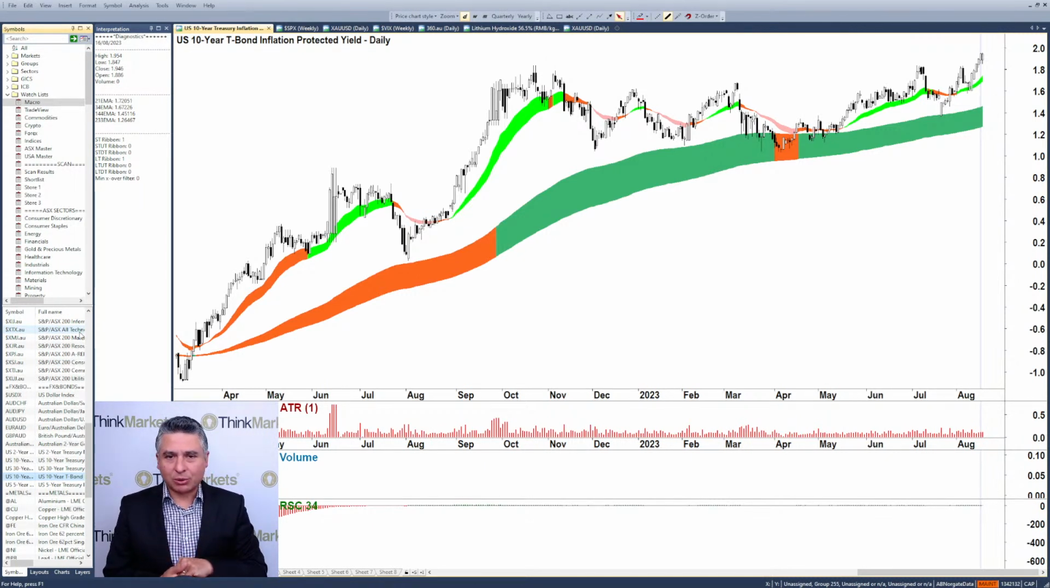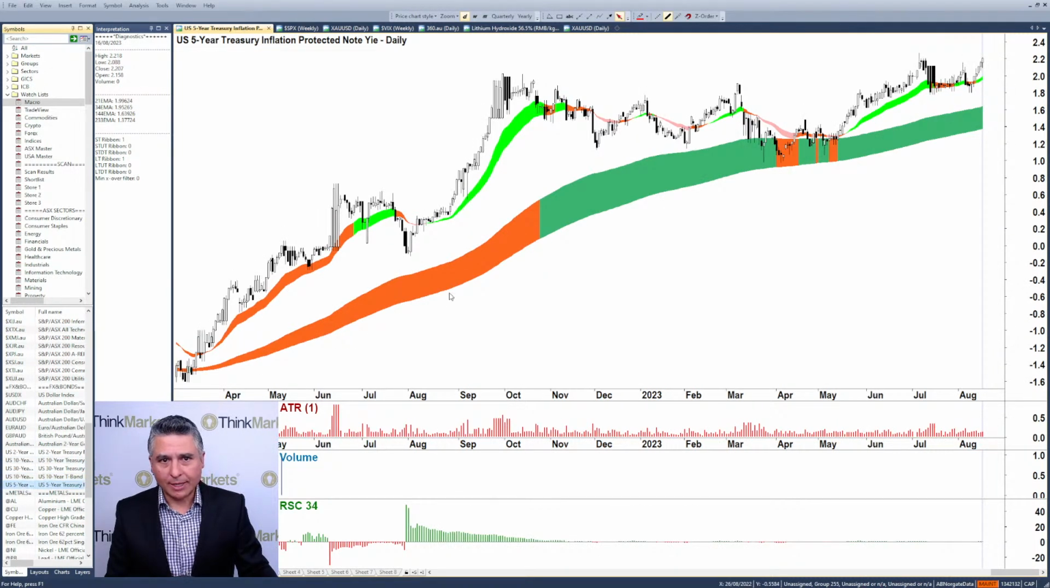But real yields are simply the interest rate minus the inflation rate. What's left is your compensation for the time value of money, and this is one way to look at it here. This is the 10-year inflation protected yield, and that's moving towards 2%. We'll often use this as a proxy for the real yields, and then you can look at it over different timeframes as well, and it's about 2.2% there on the 5 years.